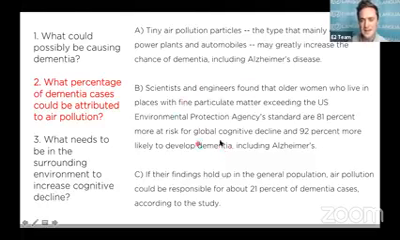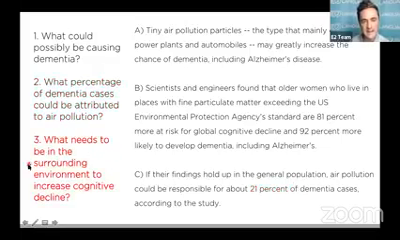But yes, it could be that. But here, this is a better answer. Air pollution could be responsible for about 21% of dementia cases. What percentage of dementia cases could be attributed to air pollution? 21%. That question's not a great question. It's a little bit ambiguous. Let's look at number 3.